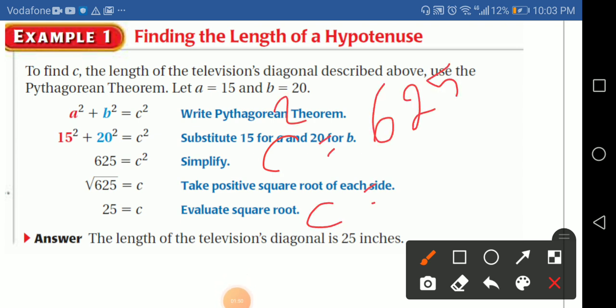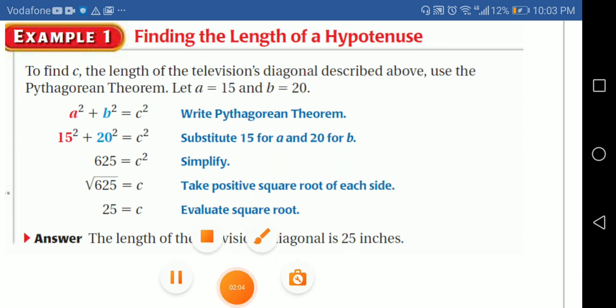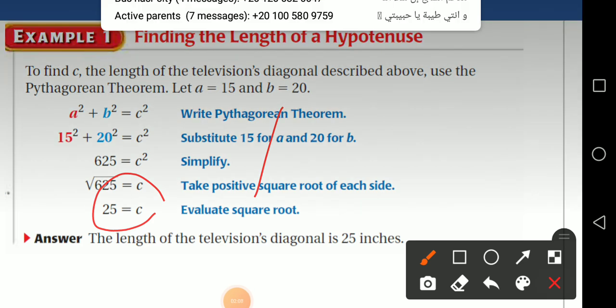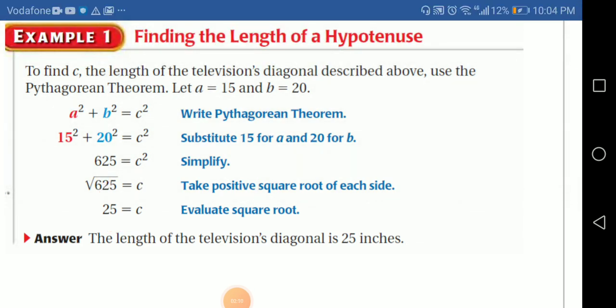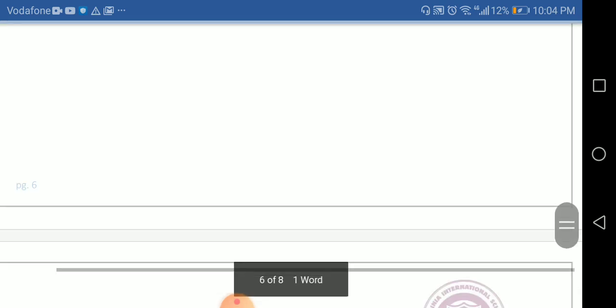So C alone will be the square root of 625. So C equals 25. Why didn't you take the negative? Because here I'm going to take the positive, as the side of any triangle must be positive. So it will be 25 inches.